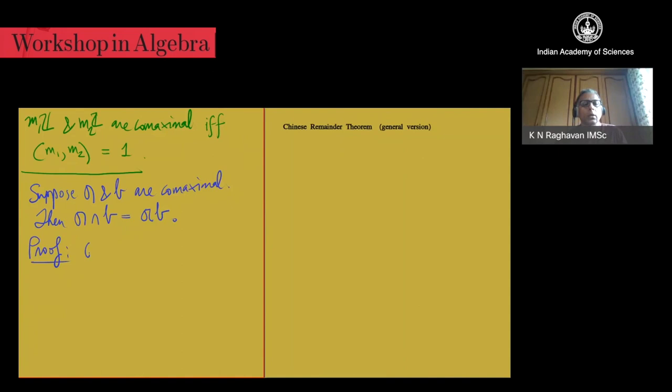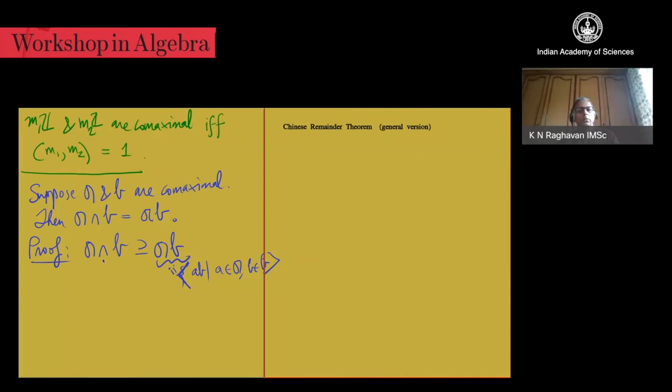The intersection always contains the product. So, by the way, what do we mean by product? This, by definition, is the ideal generated by all those elements. So let me write it like this: the ideal generated by a times b, where a is in A and b is in B. And this is the set theoretic intersection.